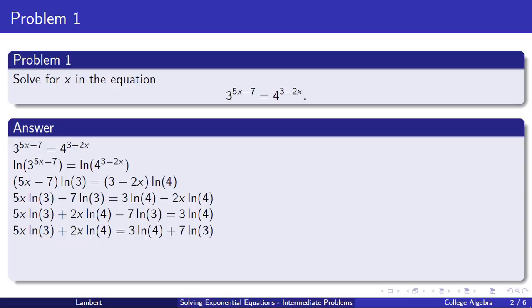Now we're trying to solve for x. Notice x is in both terms on the left, so we can factor it out. So you get x times the quantity 5 natural log of 3 plus 2 natural log of 4, and that should equal 3 natural log of 4 plus 7 natural log of 3. Divide both sides by that 5 natural log of 3 plus 2 natural log of 4, and we get x equals 3 natural log of 4 plus 7 natural log of 3, all that in the numerator, divided by the denominator 5 natural log of 3 plus 2 natural log of 4, and we have our answer.